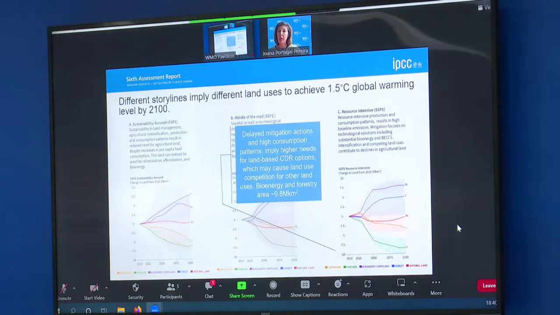And following an SSP5, it's a storyline that assumes a very intensive use of resources and fossil fuels and high consumption patterns of the society. In this case, we would actually require higher land for afforestation and bioenergy that could nearly reach 10 million square kilometers.